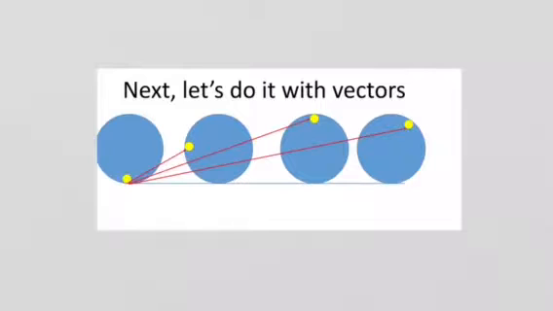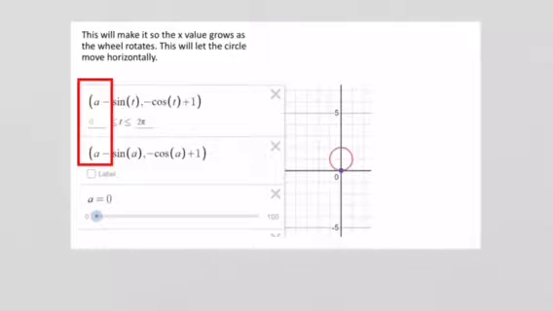Okay, so I'm actually going to pause here and split up the lecture into 2. So we're going to do this with vectors next. We just did this by trial and error and messing around, but now I'm going to show you how to come up with this using vector reasoning. So that's going to be the next part of this lecture.